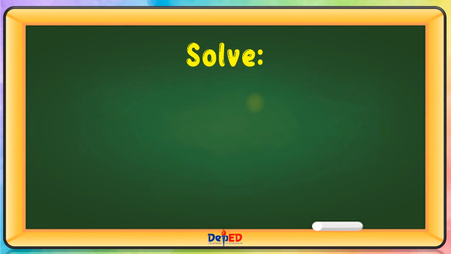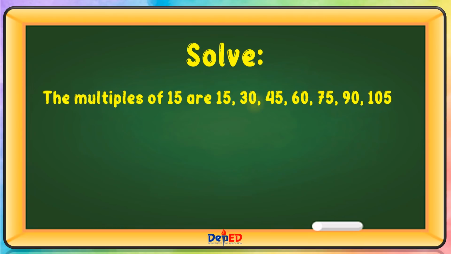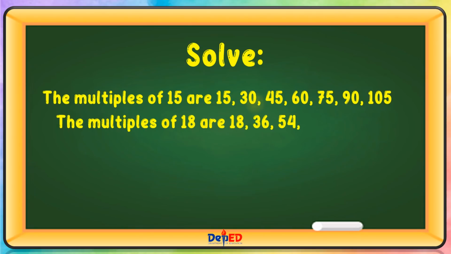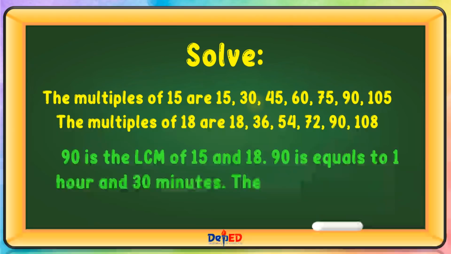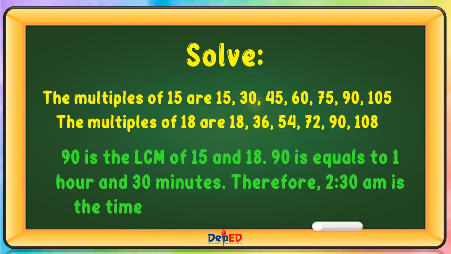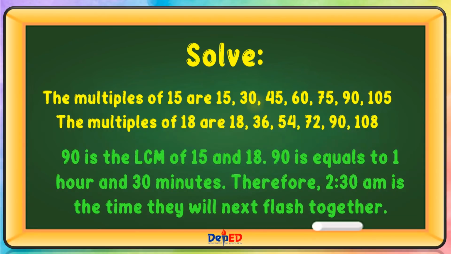Let us solve. The multiples of 15 are 15, 30, 45, 60, 75, 90, 105. The multiples of 18 are 18, 36, 54, 72, 90, 108. 90 is the LCM of 15 and 18. 90 minutes equals 1 hour and 30 minutes. Therefore, 2:30 a.m. is the time they will next flash together.